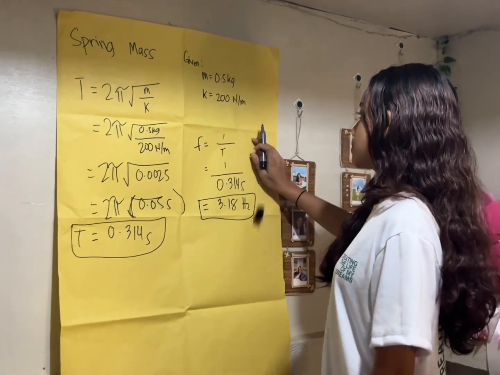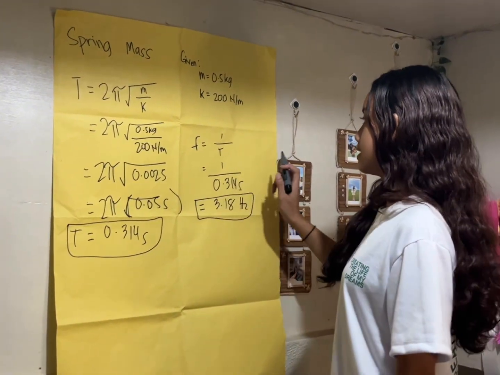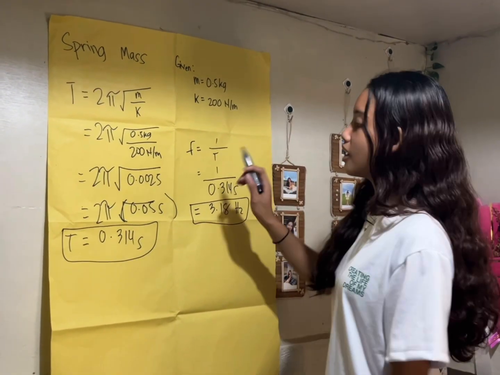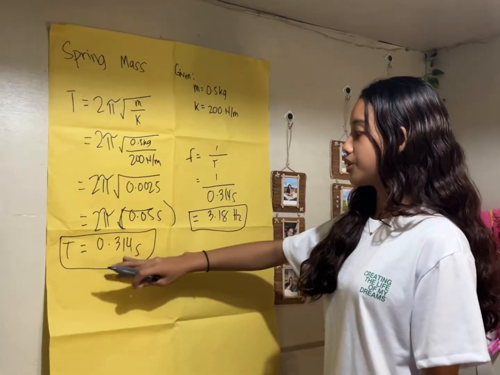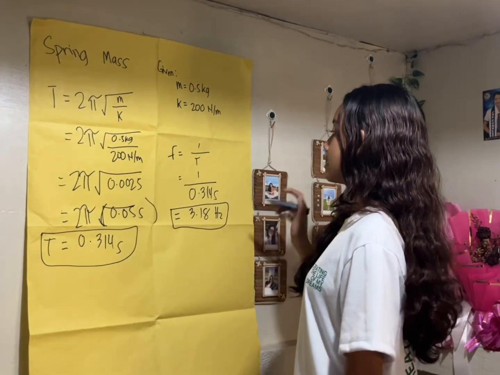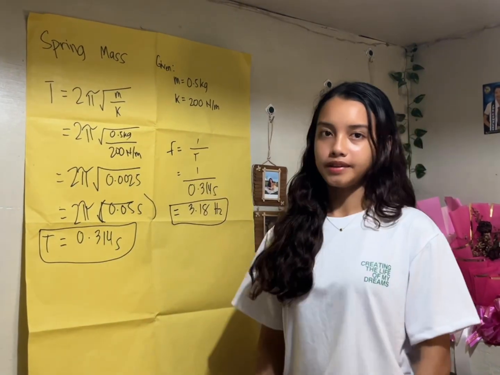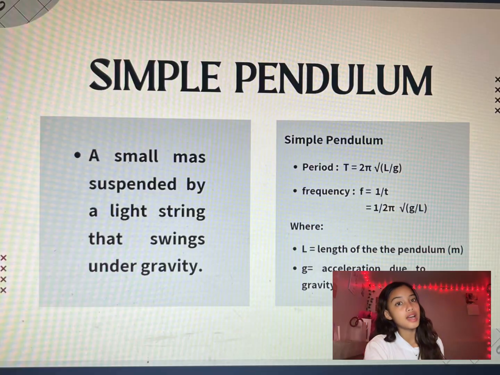f is equal to 1 over T. Next is 1 over our time, which is 0.314 seconds. You're gonna put it here, and our final answer is 3.18 hertz. Thank you so much. So next, we're going to tackle the simple pendulum.